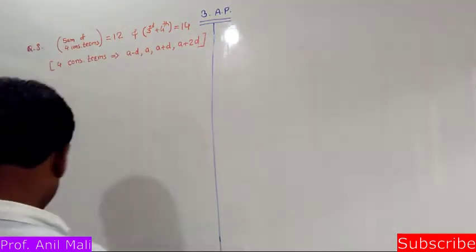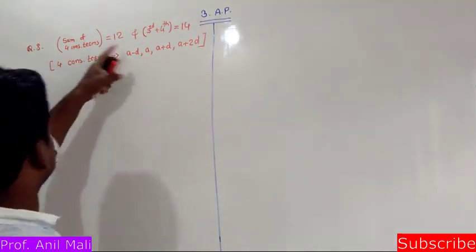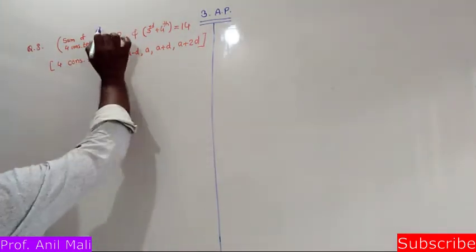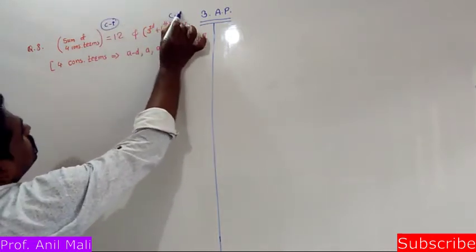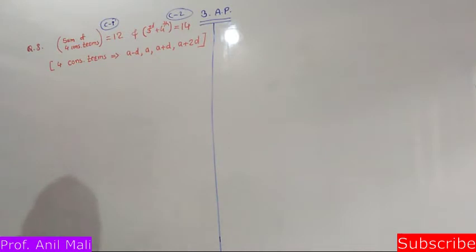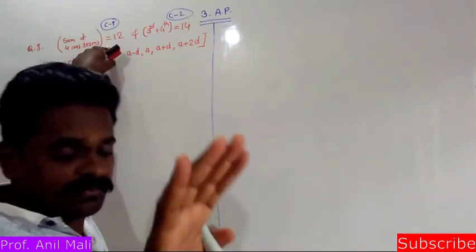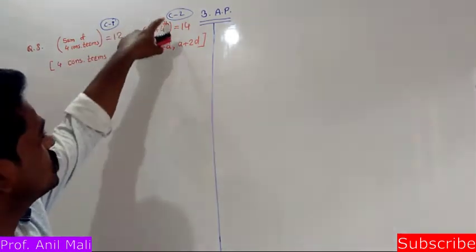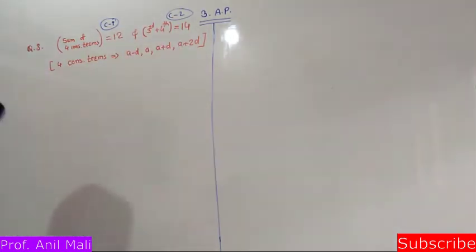Okay, fine, no problem. Now see, how can we find it out? Just with the help of these two given conditions. This is my condition number 1 and this is my condition number 2. Condition number 1 is telling you the sum of 4 consecutive terms, and condition number 2 is telling you the sum of the third and fourth term.